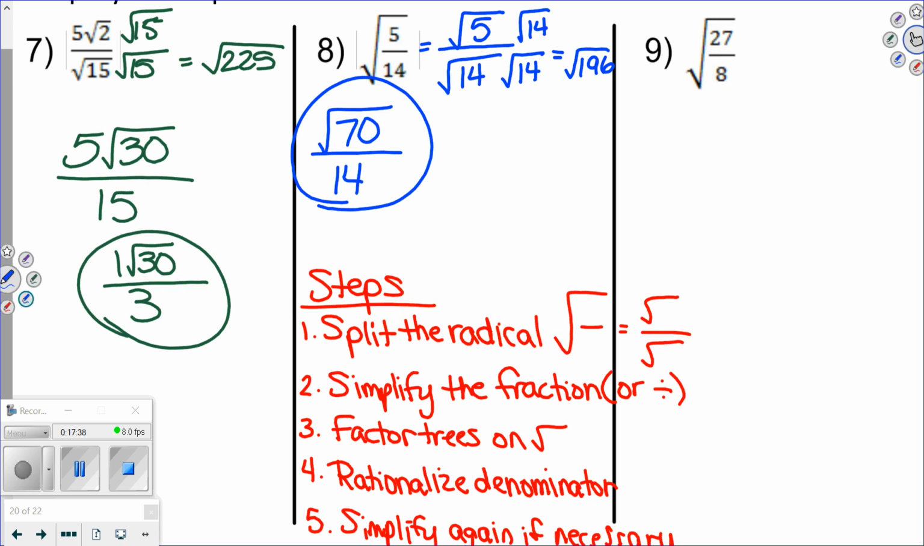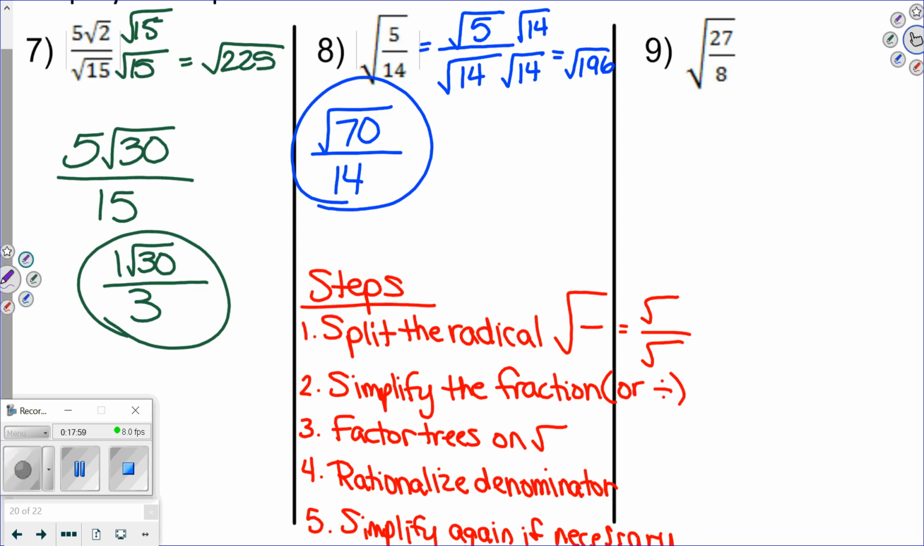All right, number 9. I'm going to let you guys try on your own for a minute to see if you truly can follow the steps. If you get lost along the way, it's okay, we'll talk about it, but try number 9 on your own. Let's see how far we get.